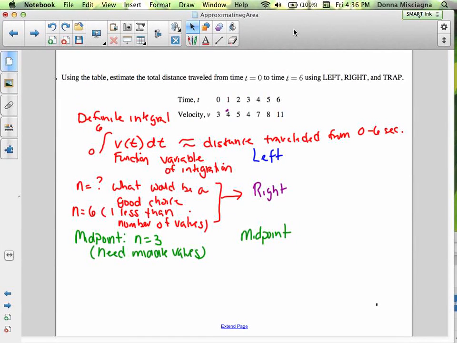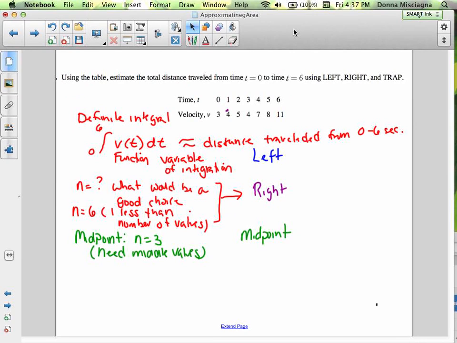Using the table, estimate the total distance traveled from time t equals 0 to time t equals 6 using left, right, and trapezoid. Actually, we're also going to do midpoint, so we're going to add one to it. We're going to do one better. All right, so we'll start off with the right and the left. Before we do that, though, let's take a look at what this table is telling us.